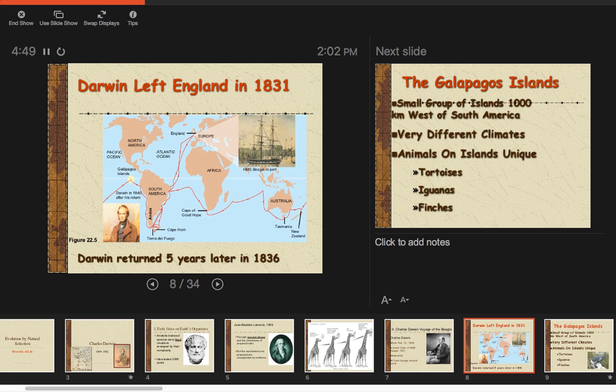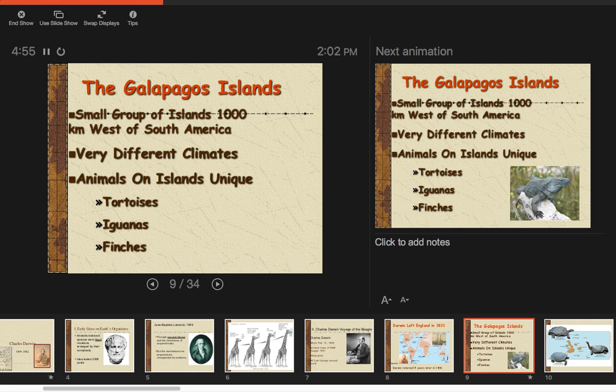The main area that he did his research, one of the main places, was called the Galapagos Islands. You've heard of these set of islands before, but the Galapagos Islands were a great place for Darwin to study because they're very, very close together, so they're easily accessible.